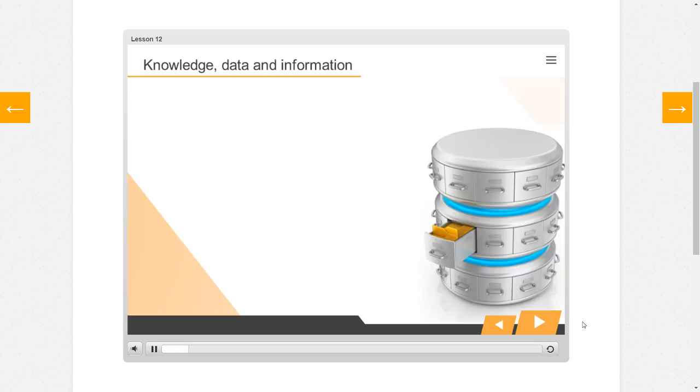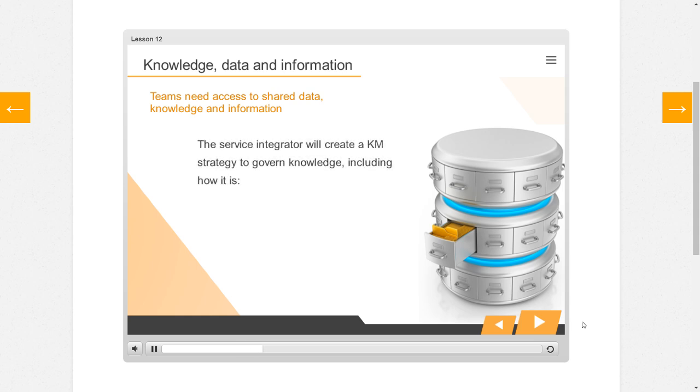The next practice associated with managing cross-functional teams is to allow access to shared data, knowledge, and information. The service integrator will create a knowledge management strategy to govern how knowledge is gathered, processed, presented, managed, and then removed when it is no longer useful. You might have experienced frustration in your own role when you've had to work hard to find something out only to find out that someone else had easy access to that information. You can imagine the impact this can have on relationships between team members working for different organizations.